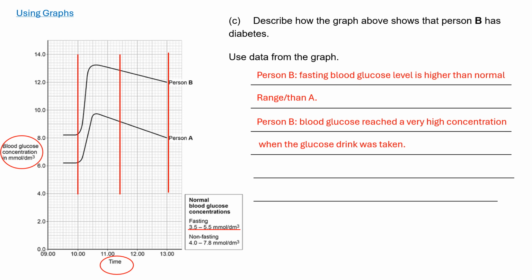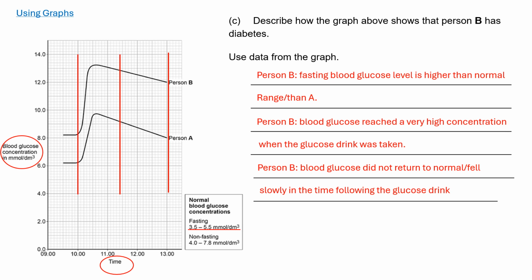If you have a look, you can see person B's glucose level reached about 15.2 molecules per litre. And you can see when I've answered this question, I've specified which person I'm talking about. You've got to be specific.